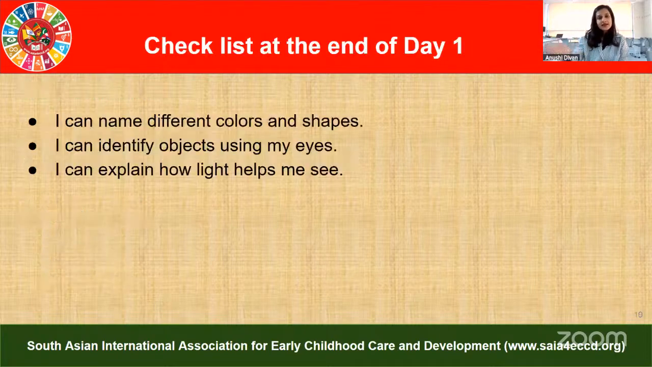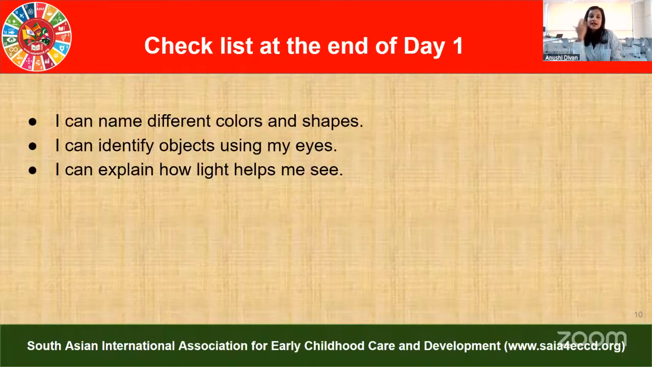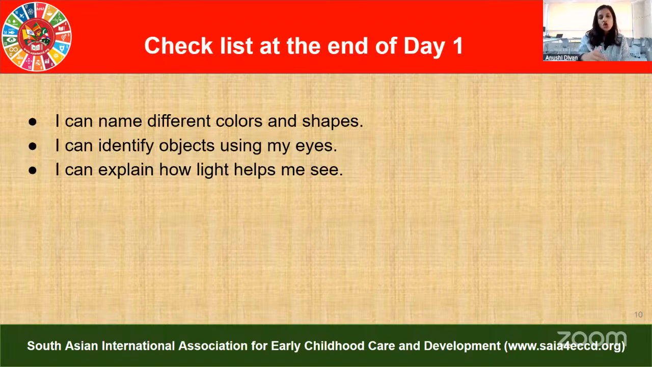At the end of day one, this could be a checklist. Students should be able to identify different colors. Like they should be saying, this is a red, this is a blue, this is a green. And they should be able to understand that their eyes are helping them identify objects. Like if they're saying this is a blue colored car or this is a red car, it's their eyes that is helping them do that. And of course, they should be able to understand that light supports your eyes in identifying objects. So light is important. And at the end of day one, they should be able to get that concept.